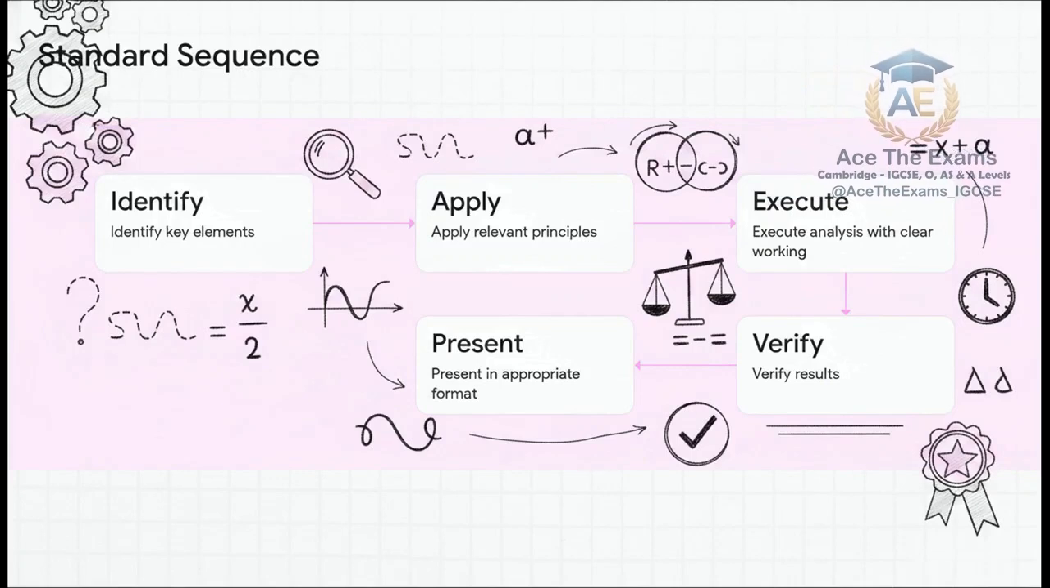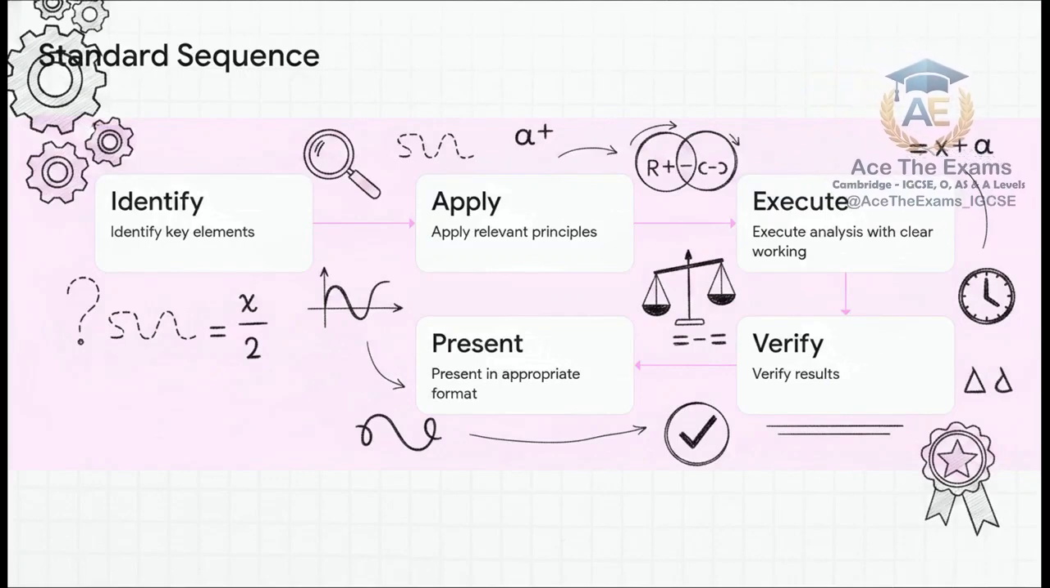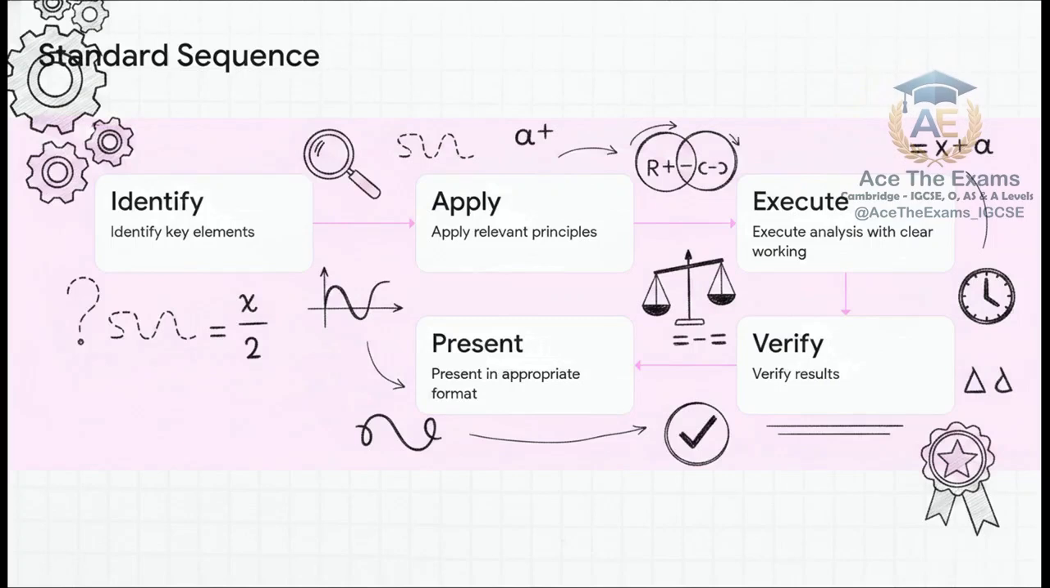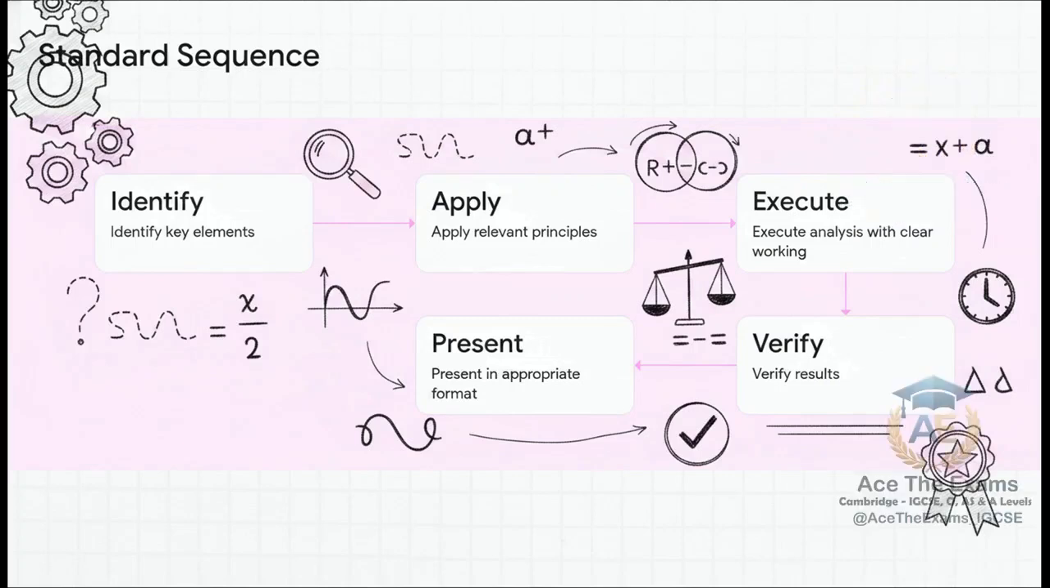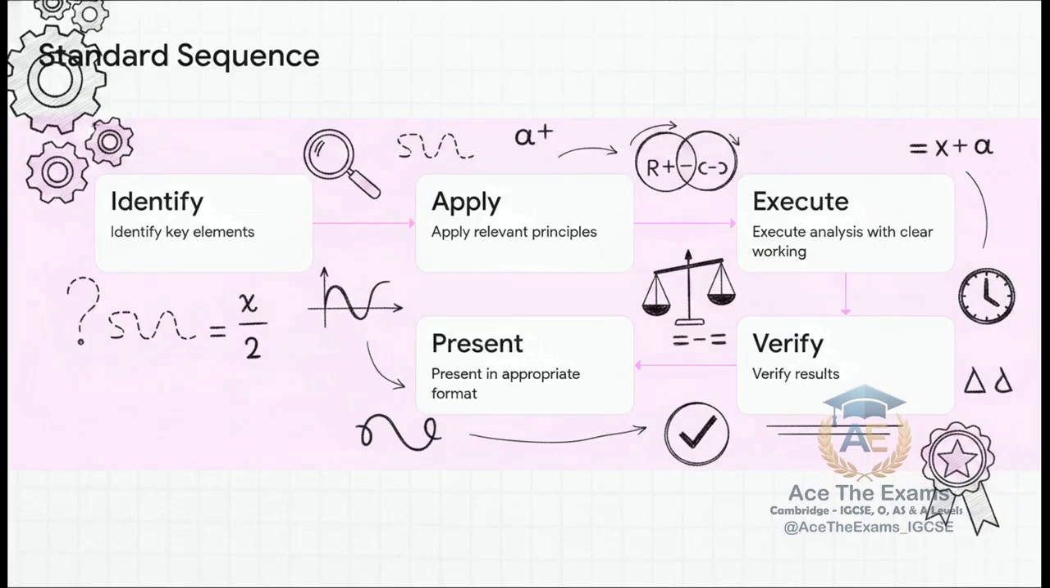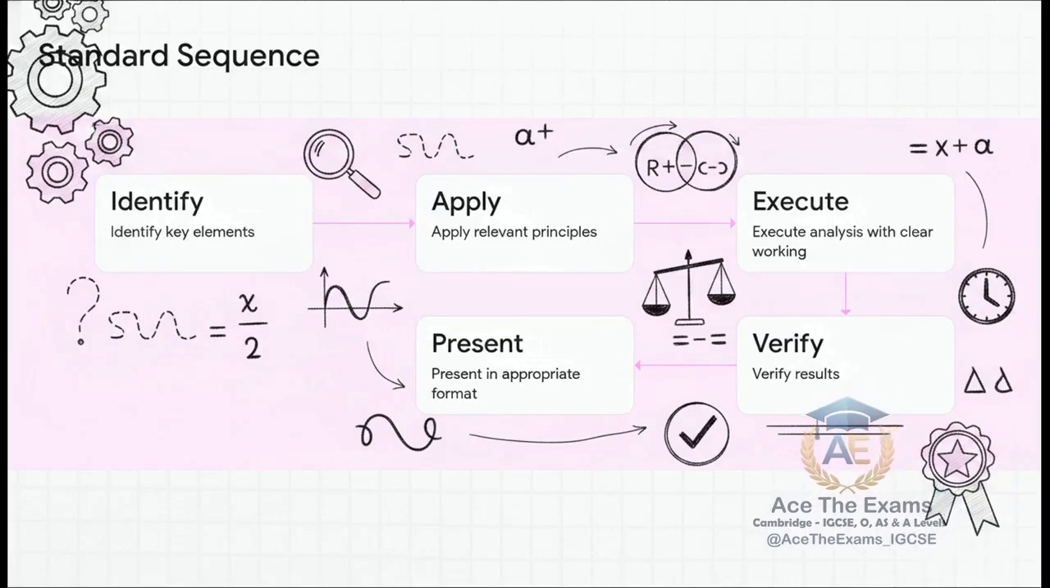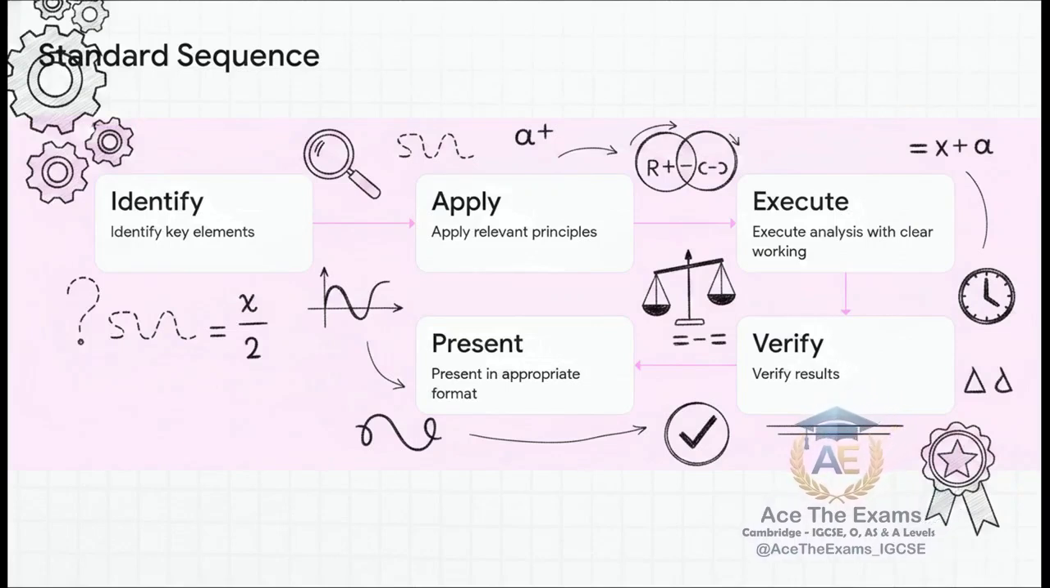Step 2, apply relevant principles. This is where Alex correctly and methodically expands the compound angle formula on the digital whiteboard, writing it out completely without skipping a single term. Step 3, execute analysis. This is where Sam shines, smoothly equating the coefficients of sine and cosine from both sides of the identity to confidently find the values for R and for tan α.